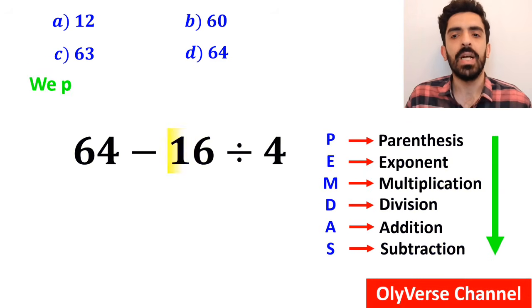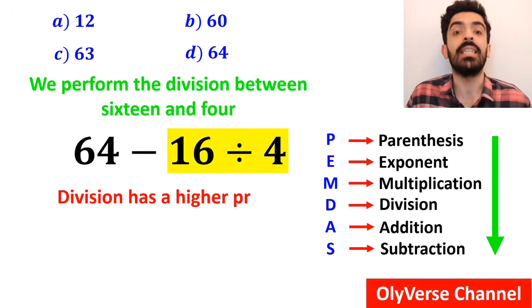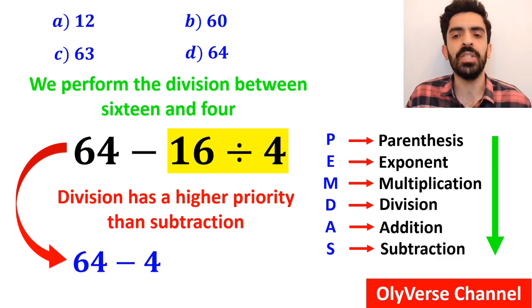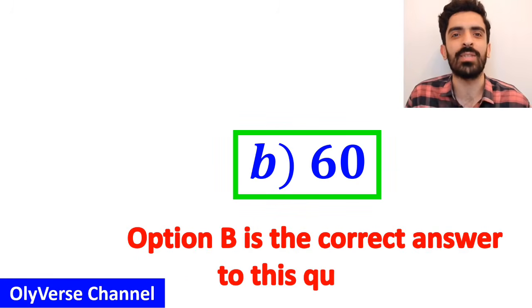And the final step, we'll perform the division between 16 and 4, because division has a higher priority than subtraction. So, this expression simplifies to 64 minus 4, which finally gives us the answer 60. That's great. Option B is the correct answer to this question.